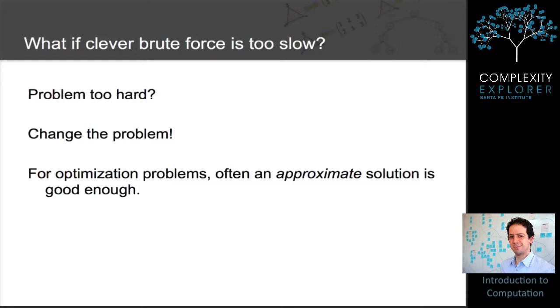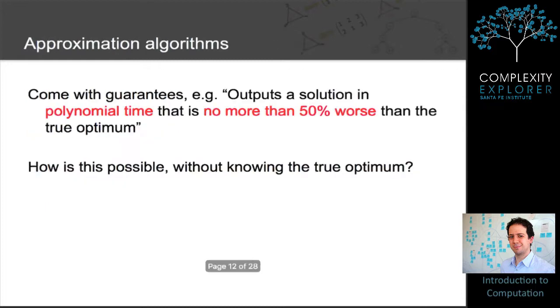All right, so last time we ended with the issue of what do you do if clever brute force or your heuristics are still too slow? And we said, well, in that case, change your problem. And for optimization problems, one of the ways to change your problem is, instead of looking for the exact optimum, look for something that's approximately optimum. Now, there's a theory of approximation algorithms which actually come with guarantees.